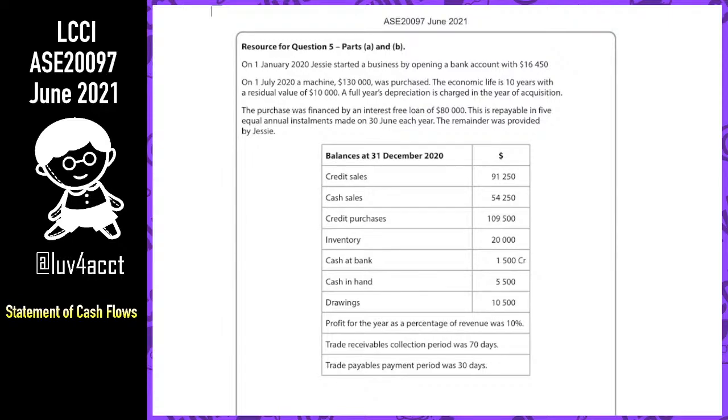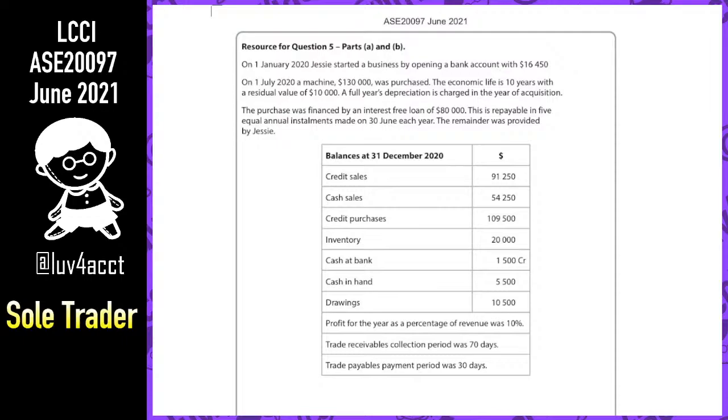Last question, Question 5. On the 1st of January 2020, Jesse started a business by opening a bank account with 16,450. So this one is a sole trader. Let me change that to sole trader.